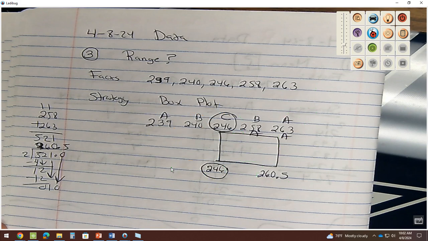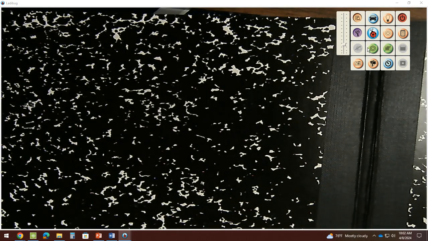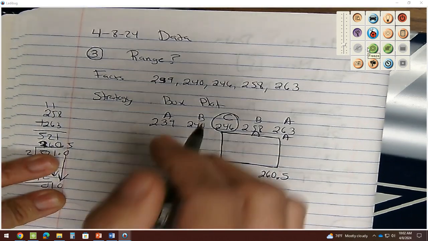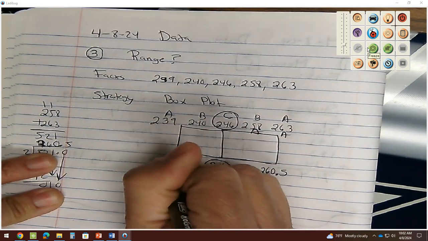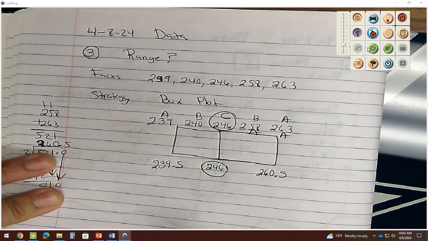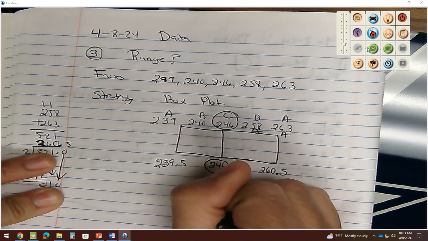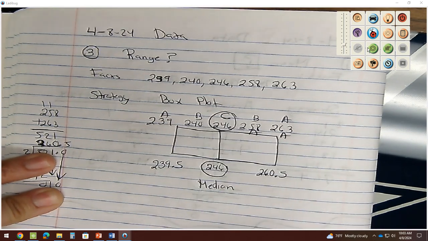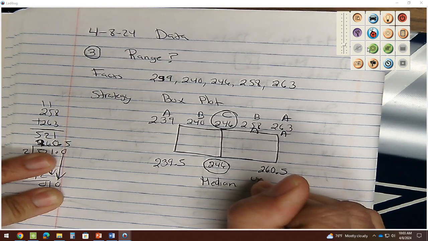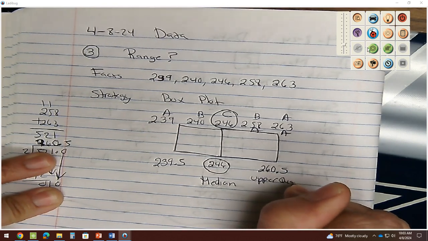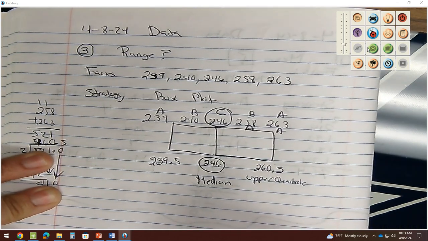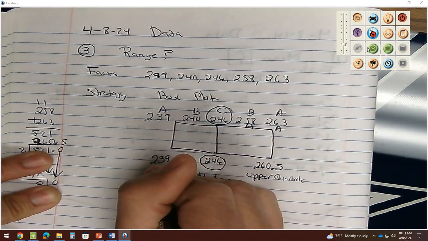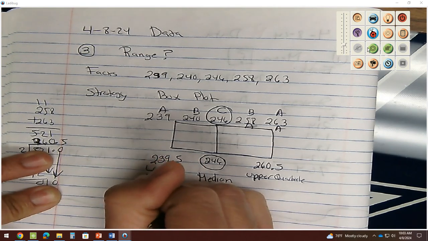Okay. Let me go back to the paper so we can fill it up here. So, here we go. Who was in the middle of these two? 239.5. Good job, the ones that added and divided by 2 correctly. Let's label this so we can just practice what we've been learning. This would be the median. Who is this guy? The upper quartile. It's not the maximum, and it's not the upper extreme, it's the upper quartile. And who's this guy? Lower quartile.